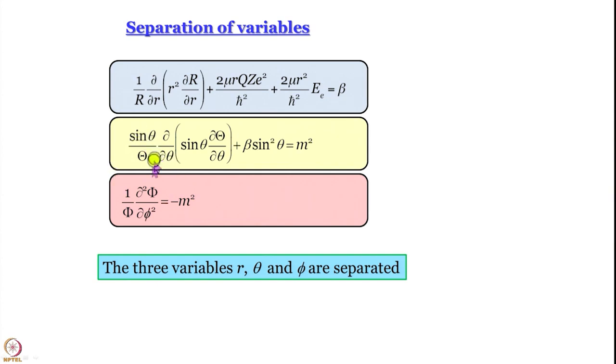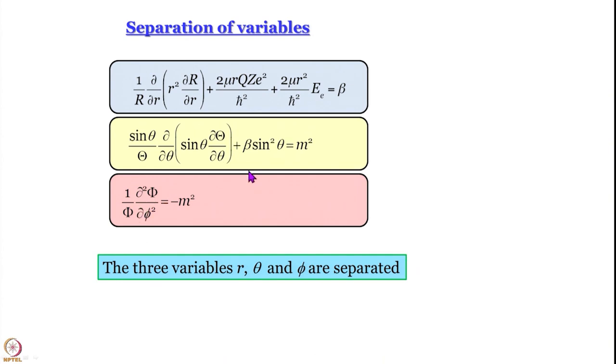The theta part is sin theta by capital theta, where capital theta is the theta dependent part of the wave function. d d theta of sin theta d capital theta d theta, and again let me say that this del is not really required anymore, might as well write d because there is nothing other than theta in this entire equation. So, d d theta of sin theta d capital theta d theta plus beta sin square theta is equal to m square. So, this is the theta dependent part, only theta terms are there, nothing else, and the phi dependent part is very simple, 1 by capital phi d 2 capital phi d phi 2 is equal to minus m square. Thus, the three variables r, theta and phi are separated from each other.